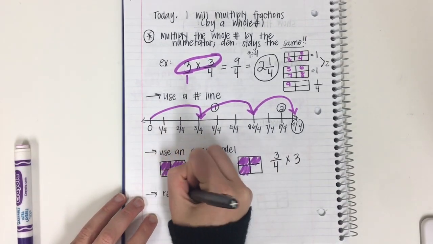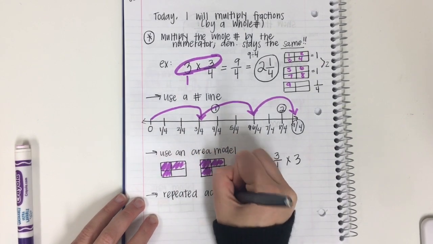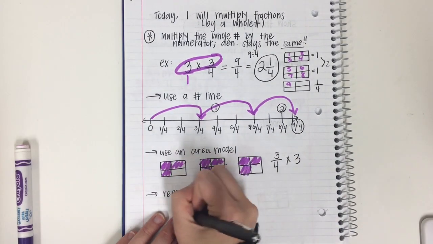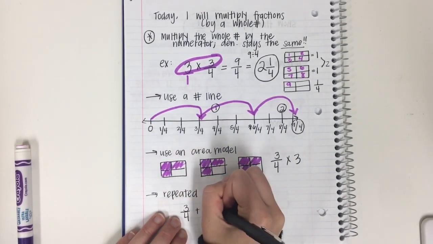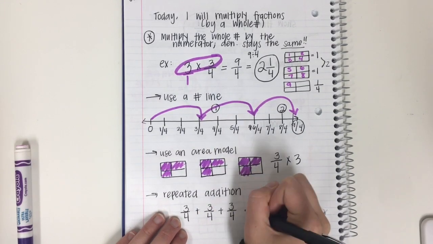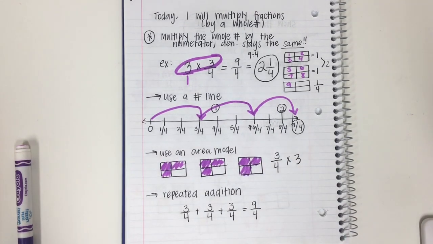Okay, you can also do repeated addition. Which would just be 3/4 plus 3/4 plus 3/4, which gives us 9/4.